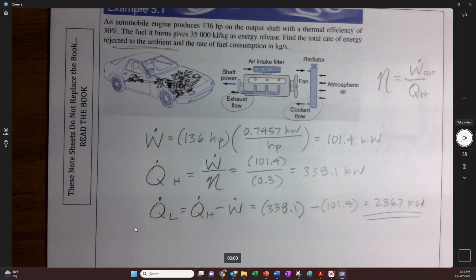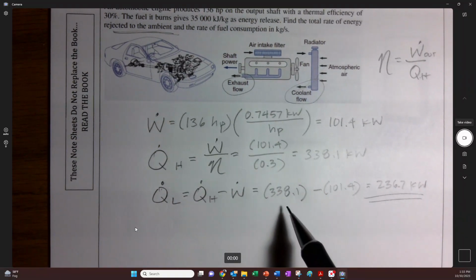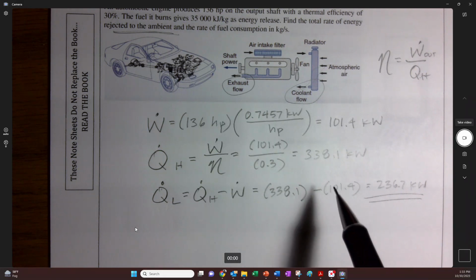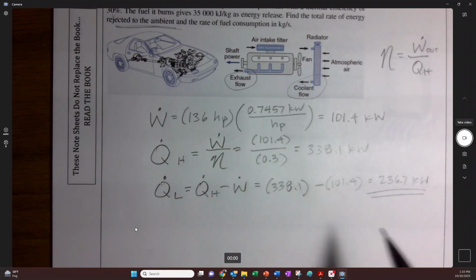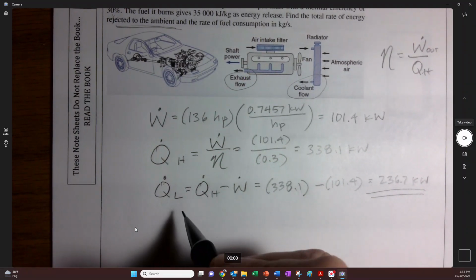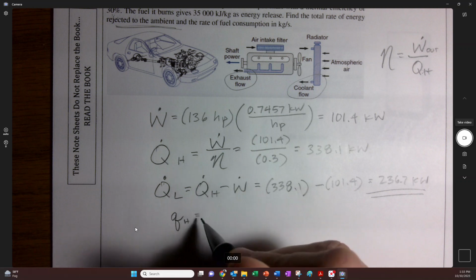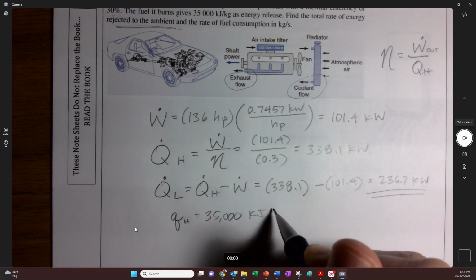Which I guess is interesting. What does that tell you? Well, we lose a lot more heat than we actually are able to convert. But you kind of knew that from the 30%, right? That was kind of already told, but it's just quantifying it. They told us that the heat content, so it's per mass, is 35,000 kilojoules per kilogram.